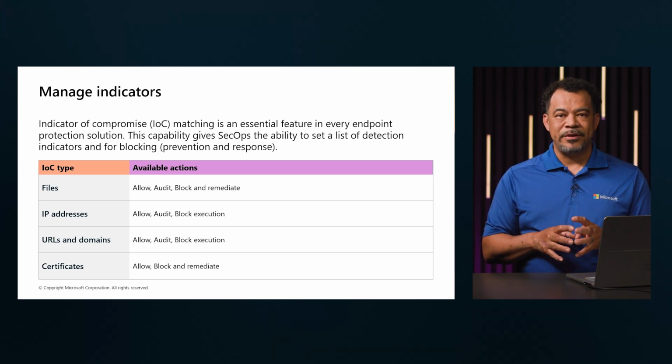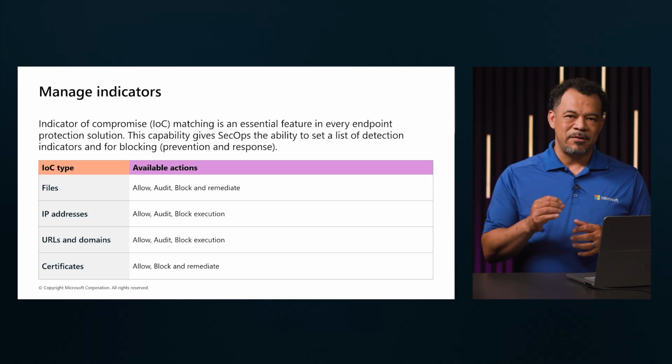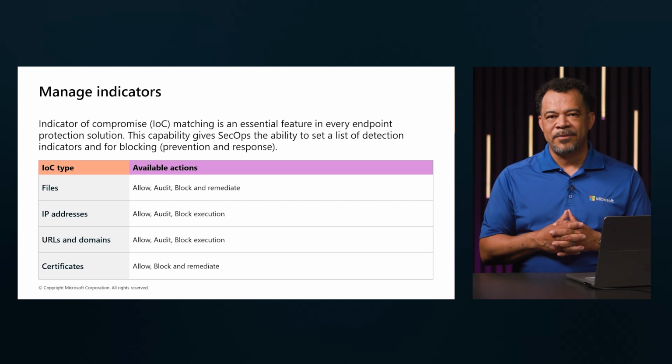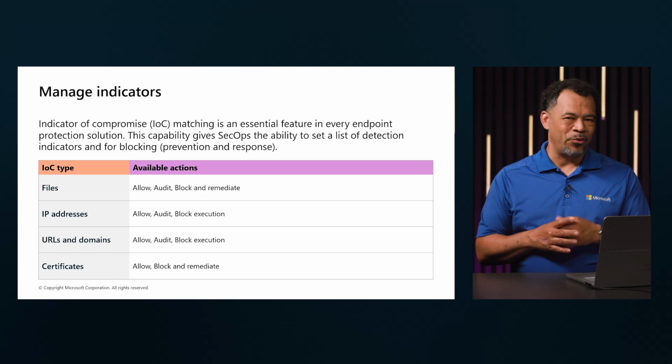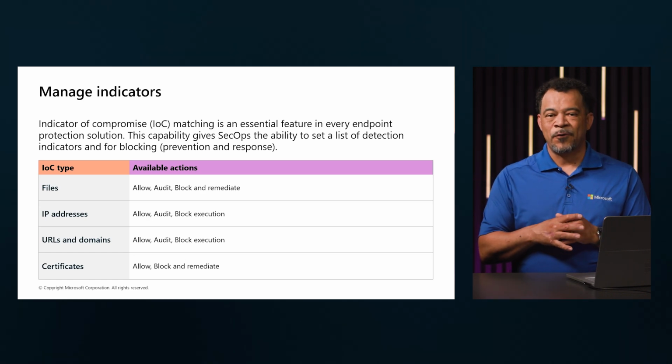This level of control gives our SecOps teams the flexibility to fine-tune threat detection and response, whether you're proactively blocking known threats or auditing suspicious activity for further investigation.